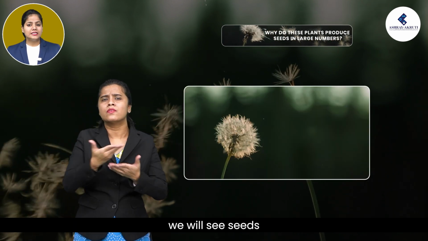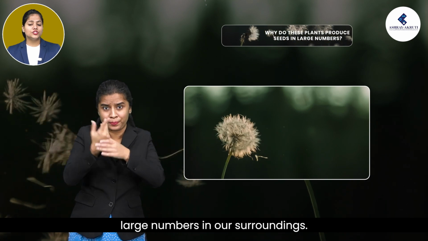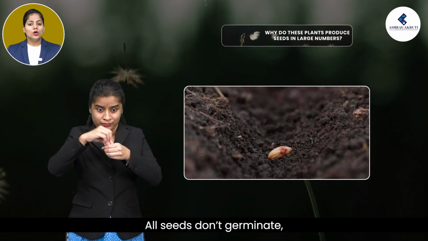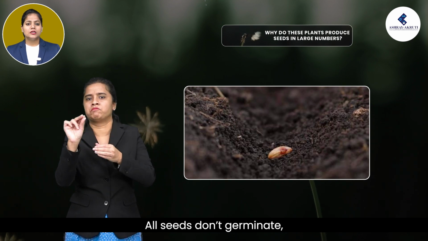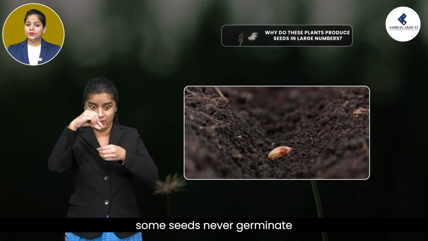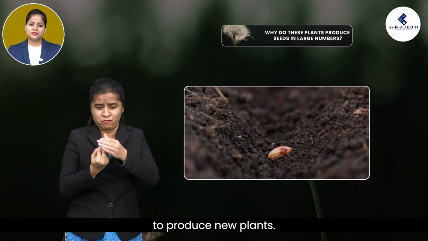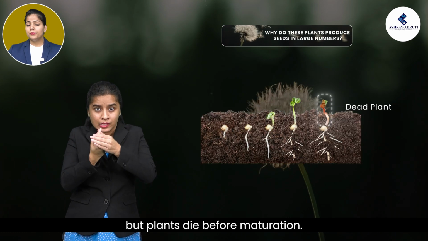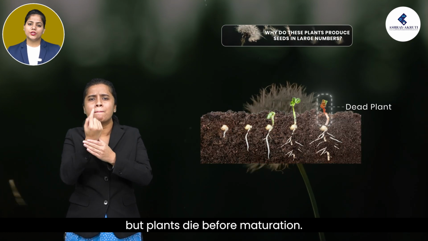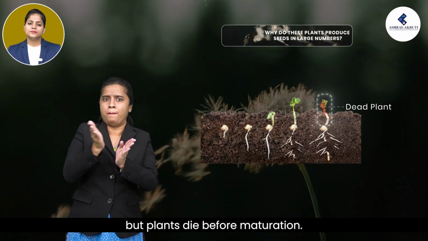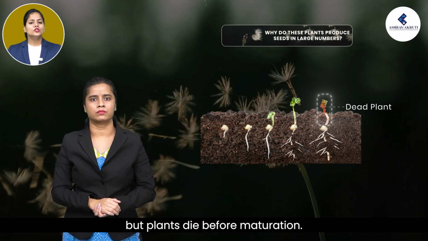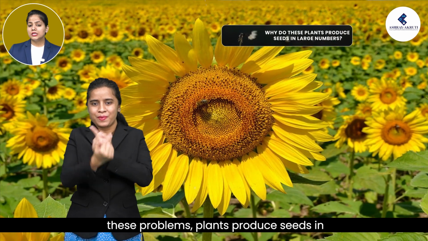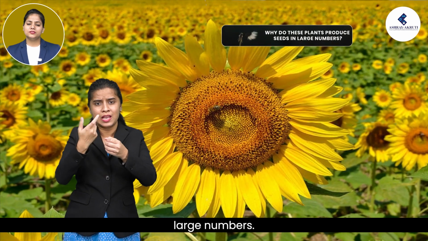We will see seeds dispersed in large numbers in our surroundings. All seeds don't germinate. Some seeds never germinate to produce new plants. Some seeds germinate, but plants die before maturation. To overcome these problems, plants produce seeds in large numbers.